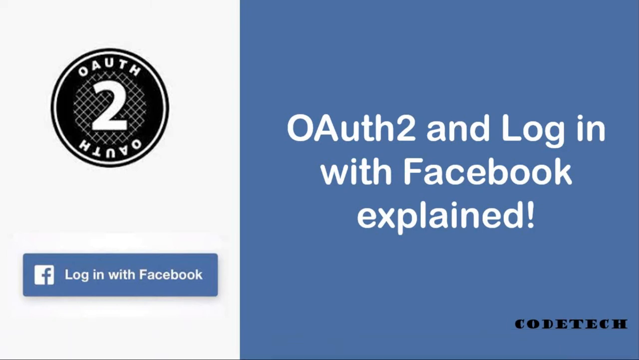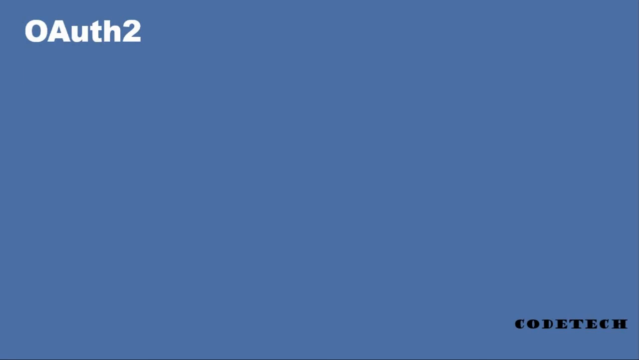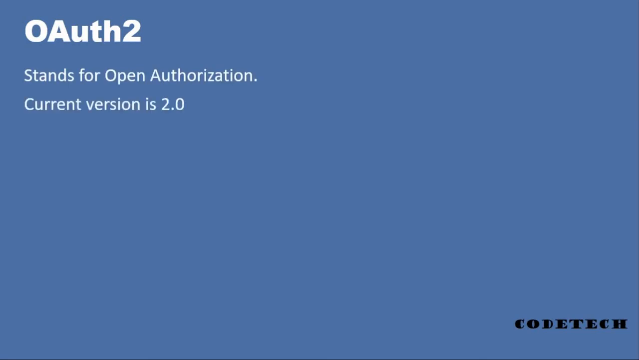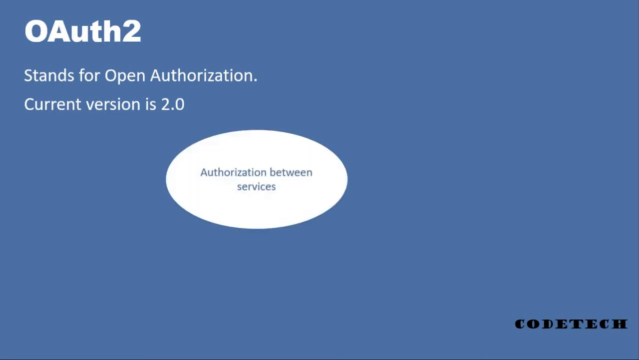In today's video, we're going to see what is OAuth2 and see how login with Facebook works. So what is OAuth2? OAuth stands for Open Authorization and the current version is 2.0, and hence the name OAuth2. So from this we know that this has something to do with authorization. But who is getting authorized here? This is nothing but the authorization between the services.